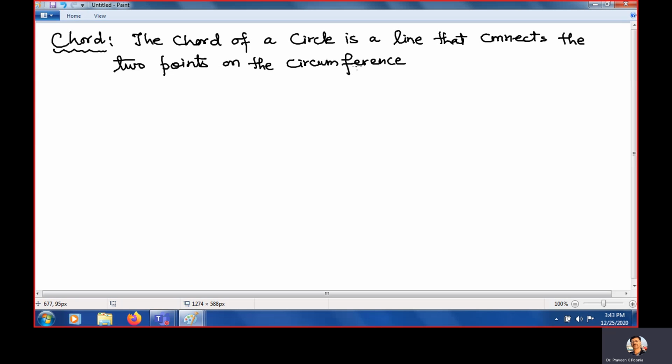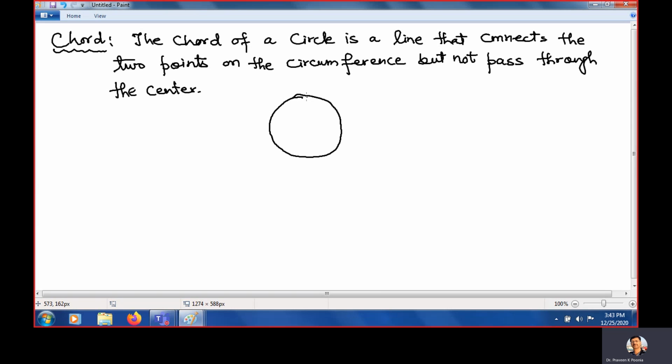That connects the 2 points on the circumference, but does not pass through the center. So it is the same. A chord is just like a diameter. What is the difference? The only difference is that it is not passing through the center.